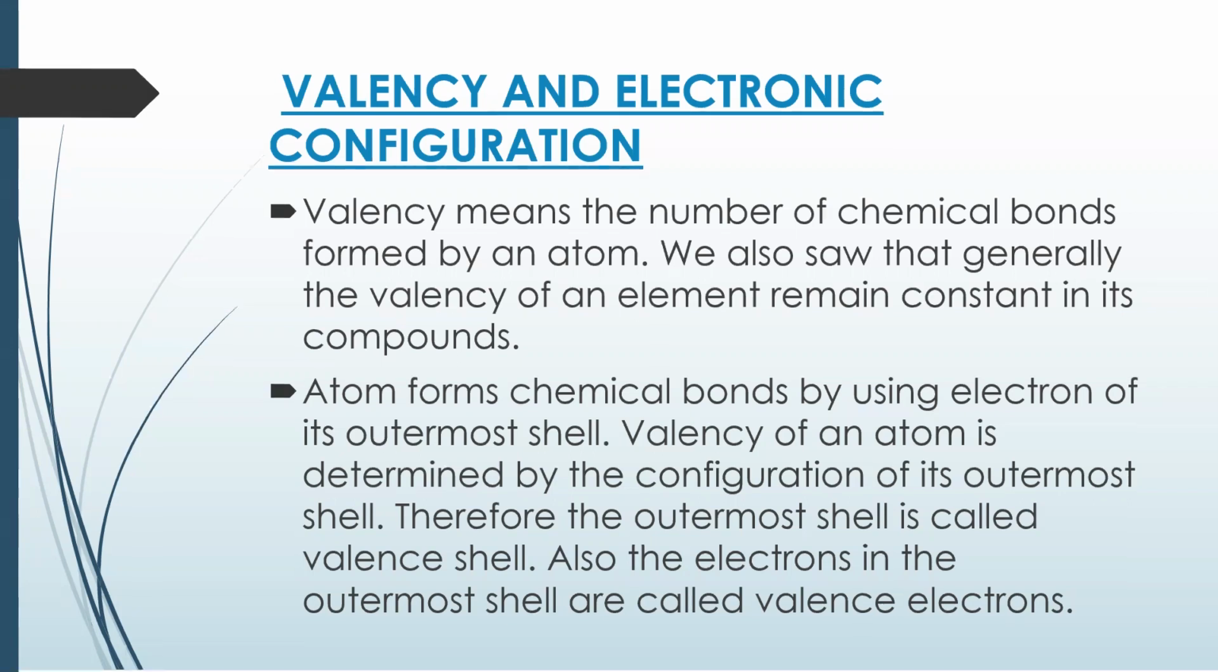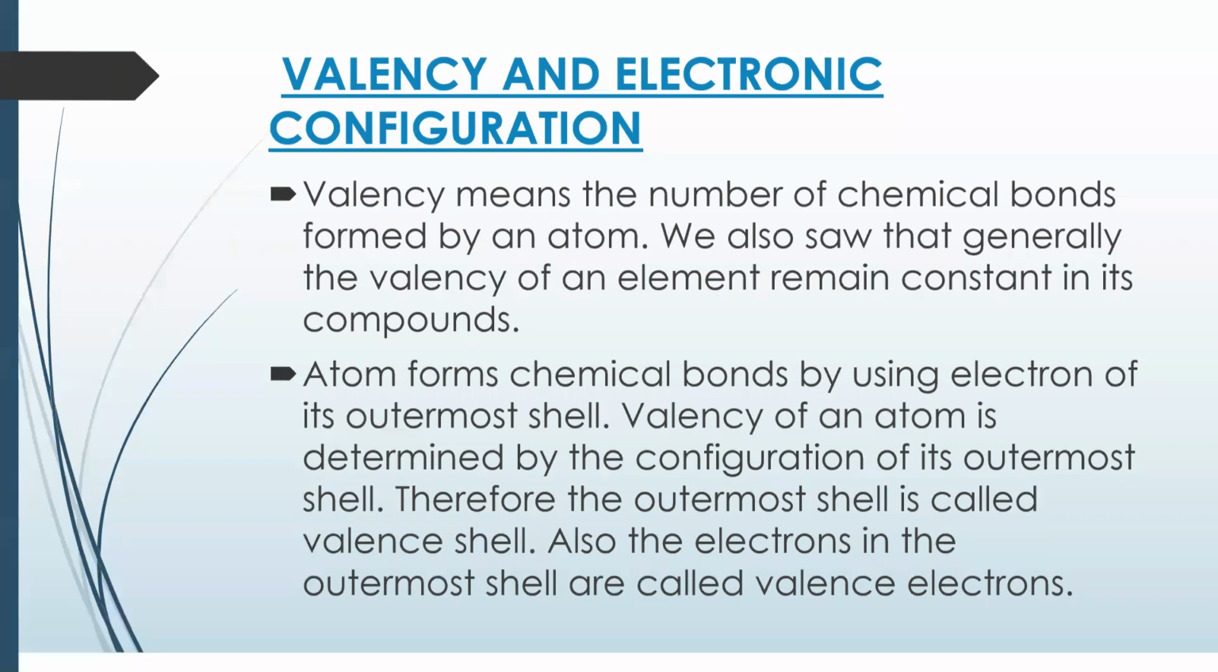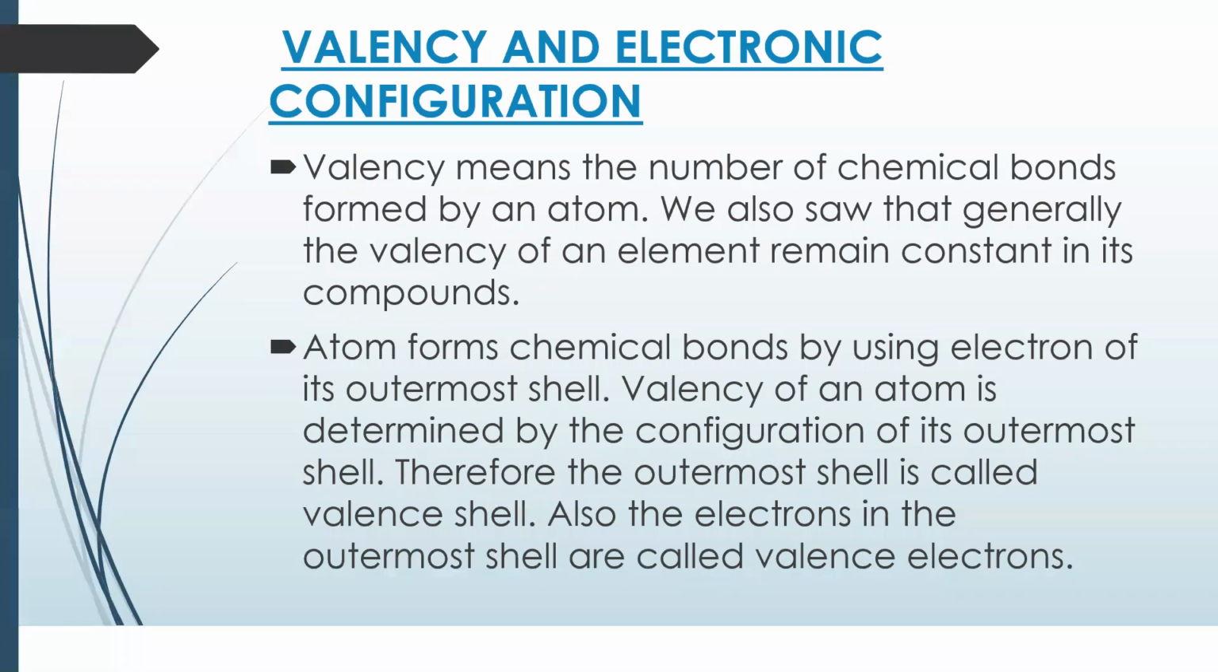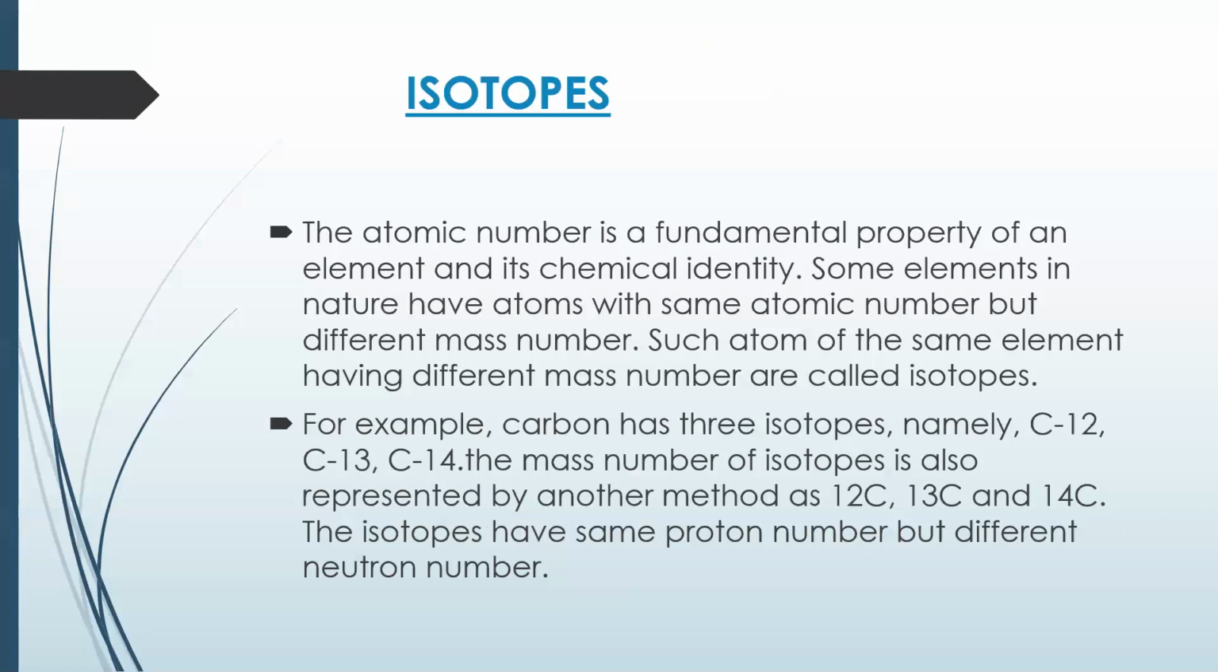Next topic is isotopes. The atomic number is a fundamental property of an element and its chemical identity. Some elements in nature have atoms with the same atomic number but different mass number. Such atoms of the same element having different mass numbers are called isotopes. For example, carbon has 3 isotopes, namely C-12, C-13, C-14. The mass number of isotopes is also represented by another method as 12C, 13C and 14C. The isotopes have the same proton number but different neutron number.